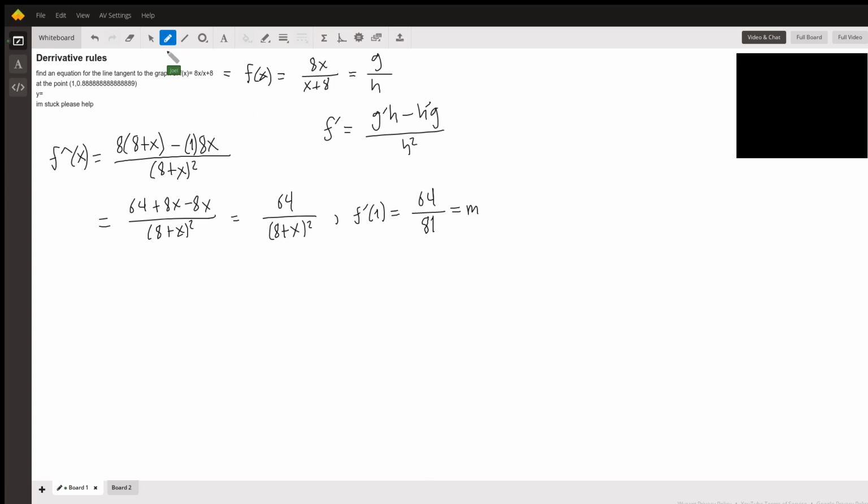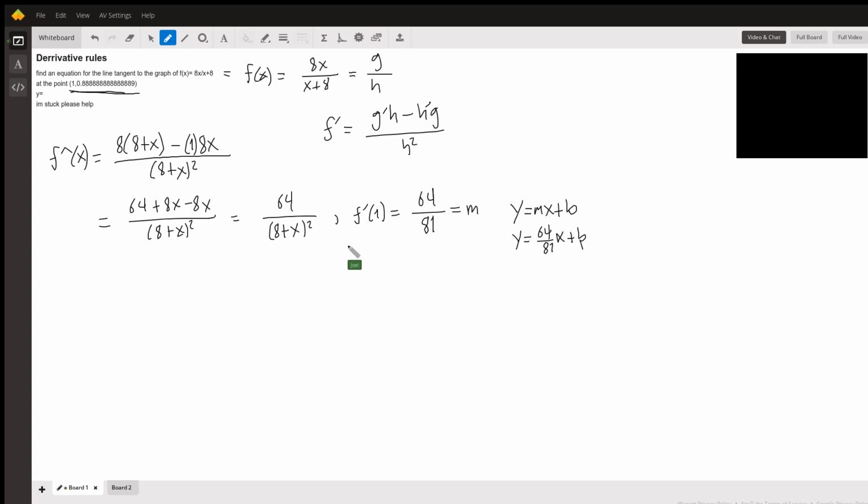So now that we have the slope, we can think about how to find the full equation of the line. We're going to have y equals mx plus b, and this line has a slope of 64 over 81. So we know y equals 64 over 81 times x plus some b that we don't know, some y-intercept. One way we can find that y-intercept is to assert that this point is on our line. So we know that 1 and 8/9, that's a point that's on our line.